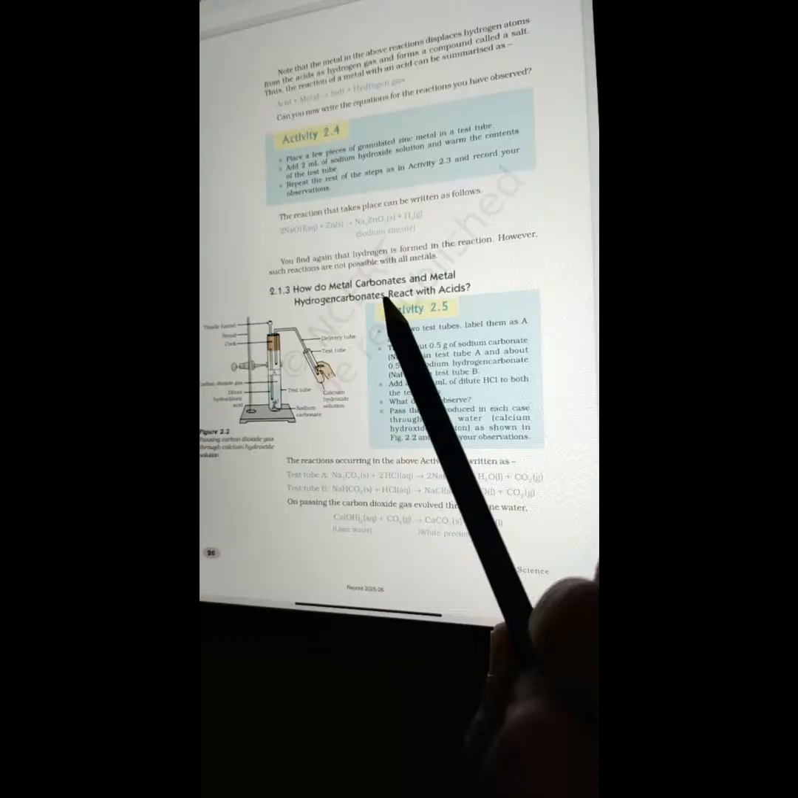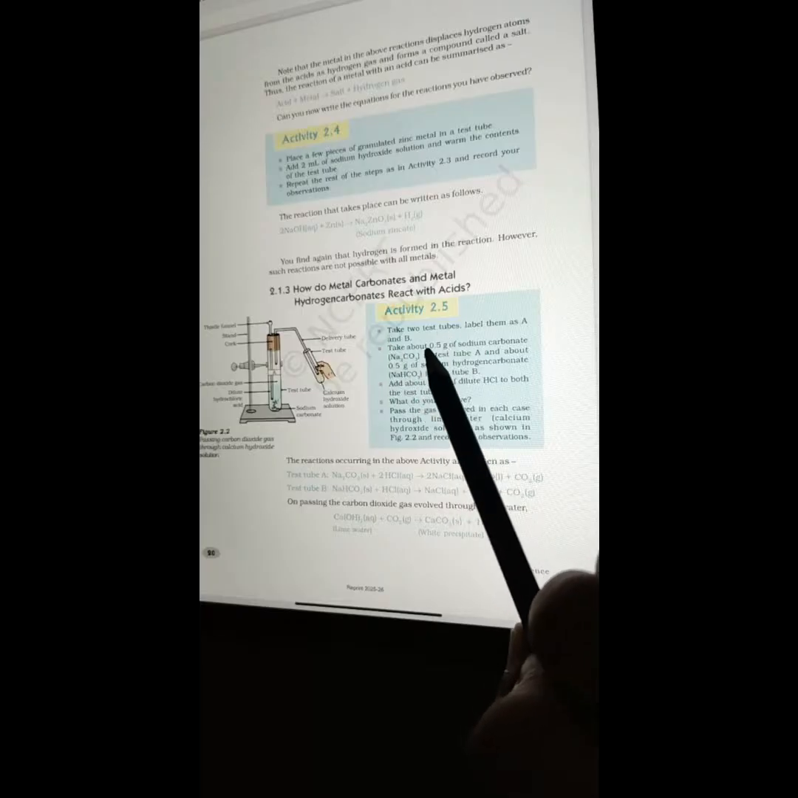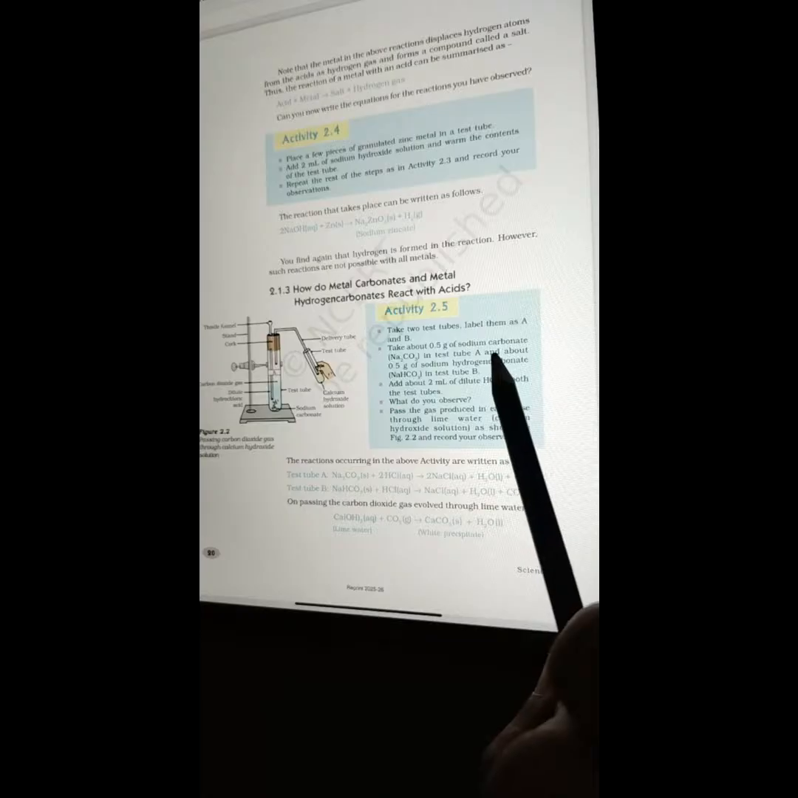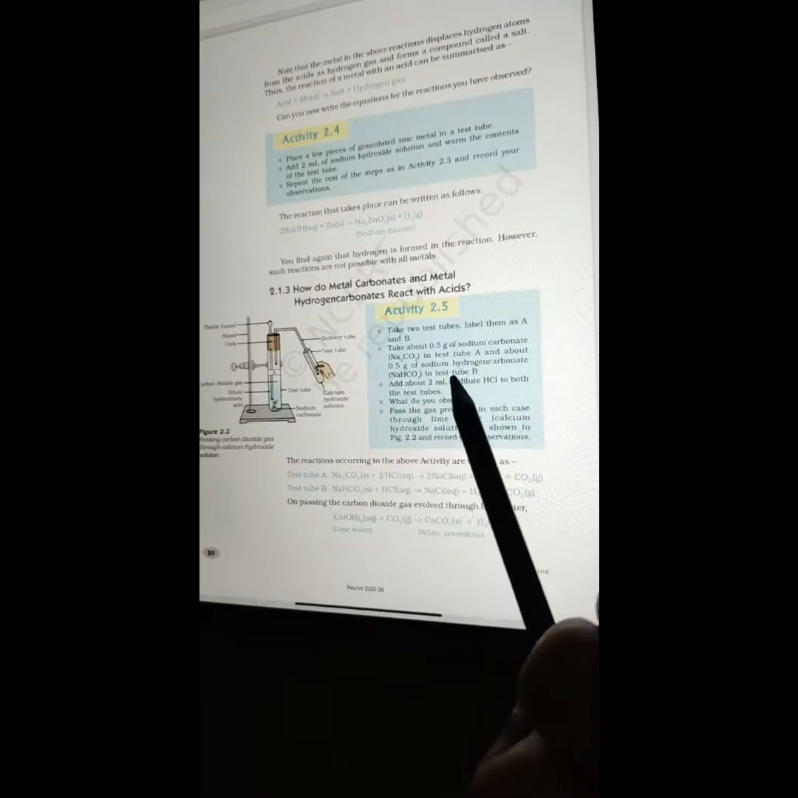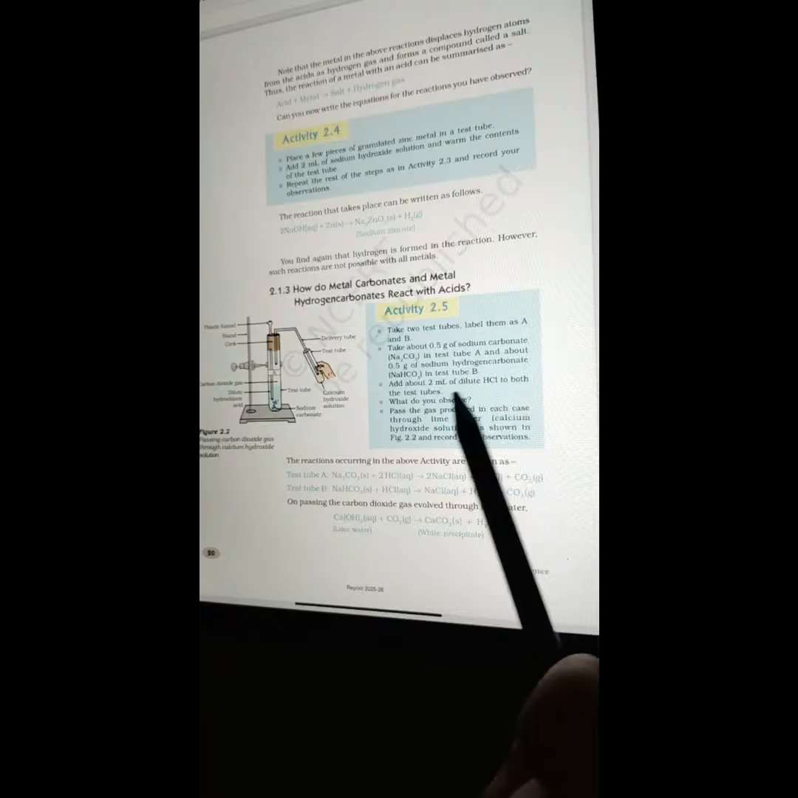2.1.3. How do metal carbonates and metal hydrogen carbonates react with acids? Activity 2.5. Take two test tubes, label them as A and B. Take about 0.5 gram sodium carbonate, Na2CO3, in test tube A and about 0.5 gram sodium hydrogen carbonate, NaHCO3, in test tube B. Add about 2 ml of dilute HCl to both the test tubes.